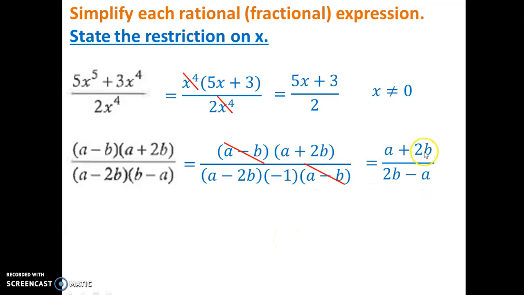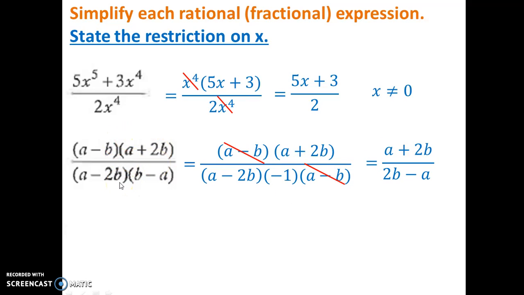This is a plus b, 2b on top. And on the bottom, if you take that negative and multiply it through here now, this negative becomes a positive 2b, and this positive a becomes a negative a. So we end up with this. So that might be a little tricky if you've never seen something like that before. But please remember that shortcut there. We do that quite often with pulling out the negative like that. So here's this. Now, what are the restrictions on a?